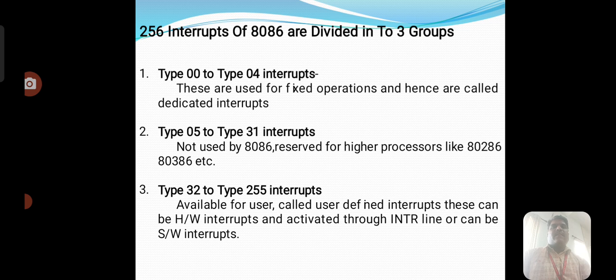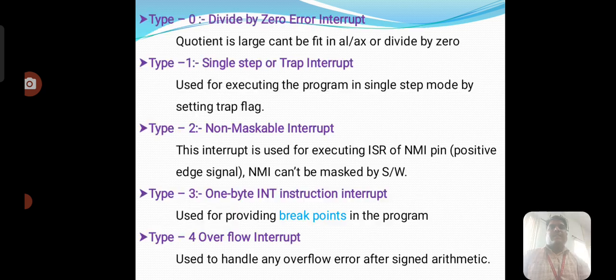The software interrupts are divided into types: type 0, type 1 to type 4, type 5 to type 31, and type 32 to type 255 interrupts. Based on these types, each does a separate function. Type 0 is called divide by 0 error, type 1 is called single step or trap interrupt, type 2 is called non-maskable interrupt, type 3 is called one byte instruction, and type 4 is called overflow interrupt.